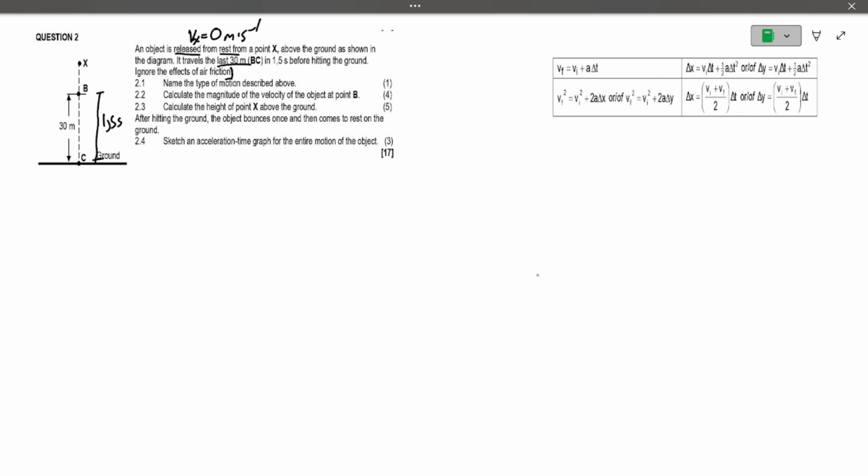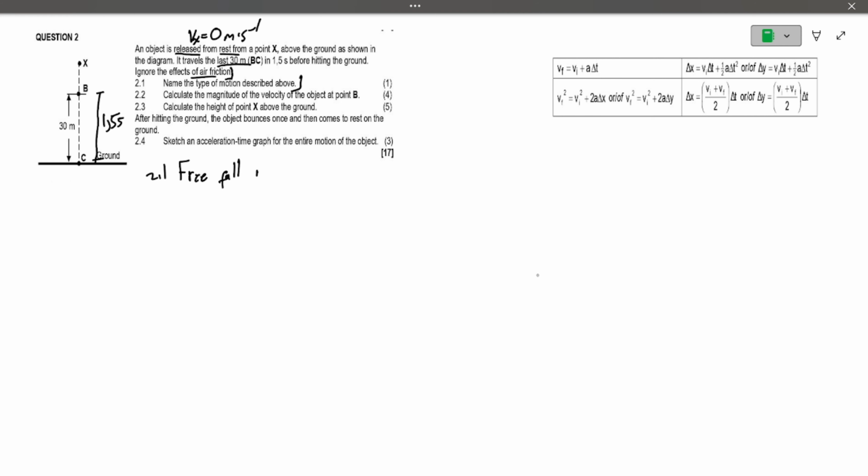So let's check the question. It says, name the type of motion described above. What's the type of motion? There's no air friction, there's no other force, and we see that it's going down. And when there's only gravitational force acting on an object above the ground, we call that type of motion free fall motion.